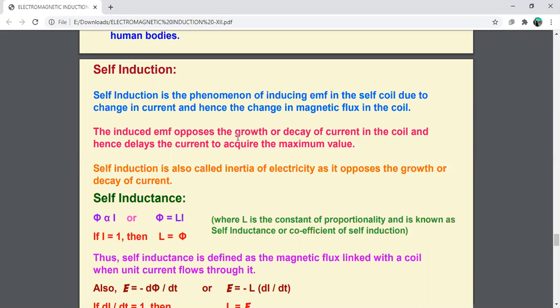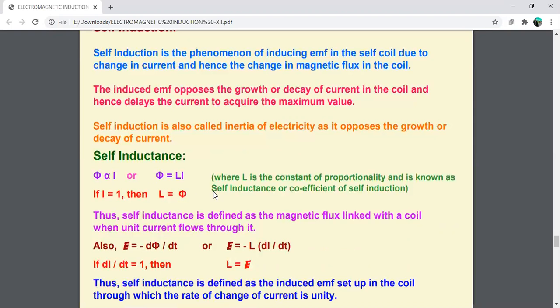So for inductive reactance, we have to calculate the expression. You know well here, self-induction is also called inertia of electricity or electromagnetic inertia because it opposes the growth and decay of current. Now let us check out self-induction.